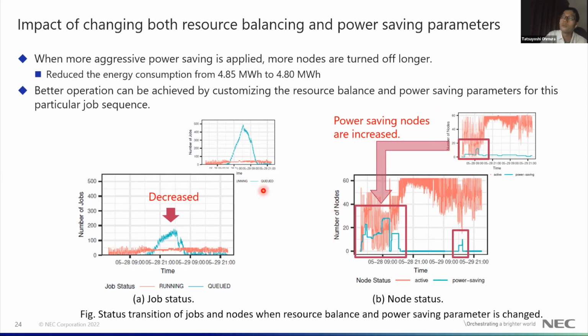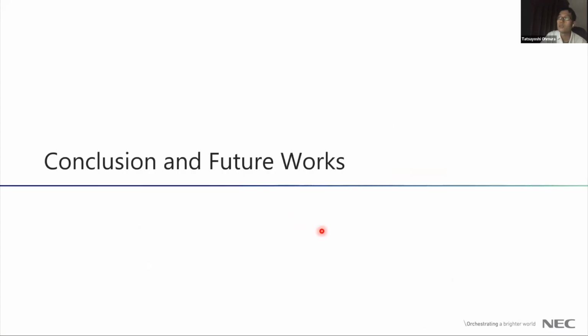You can also see that the number of waiting jobs decreases quickly, while the power saving time is increased. Thus, better operation can be achieved by customizing the resource balance and power saving parameters for this particular job sequence. Such an adaptive control could be achieved in the future if we can build a more accurate digital twin of job scheduling. Finally, I'll summarize this talk and then talk about our future challenges.